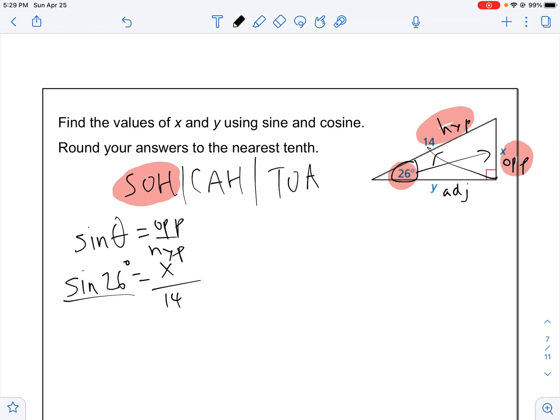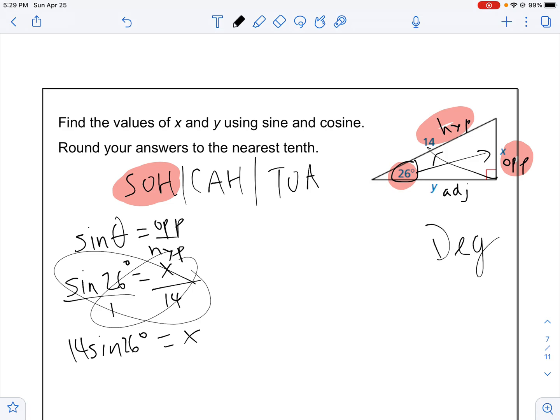To solve for a side, we cross multiply, so we get 14 sine 26 equals x. X is by itself, so I can plug that right into my calculator. 14 sine of 26. Again, make sure you are in degree mode, D, E, G. Round to the nearest tenth, so I get 6.1.